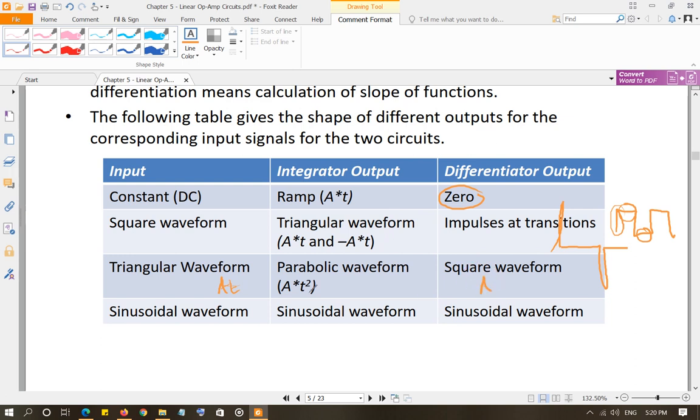Triangular waveform, that is your signal, A times t, is going to produce a constant signal A when you take the derivative of A times t. And a sinusoidal waveform will still produce a sinusoidal waveform. If you have a sine wave, then you're going to have a cosine wave at the output, and if you have a cosine wave, you're going to have a sine wave at the output. So this is just for the shape, because most of the time you're not really taking the derivative. What you're doing, as you will see, is calculating the slope of the line, and then if you know the shape, you can always create or guess the output, how it's going to look.